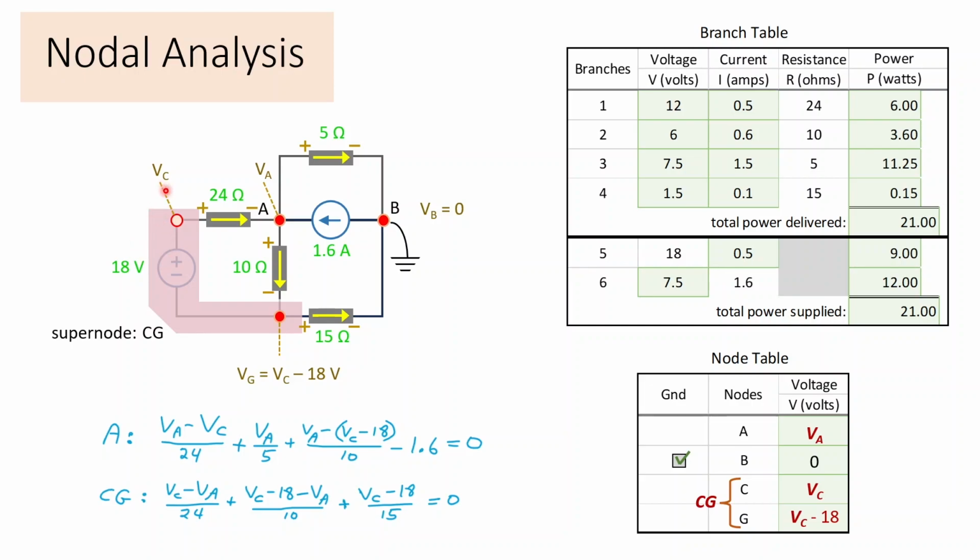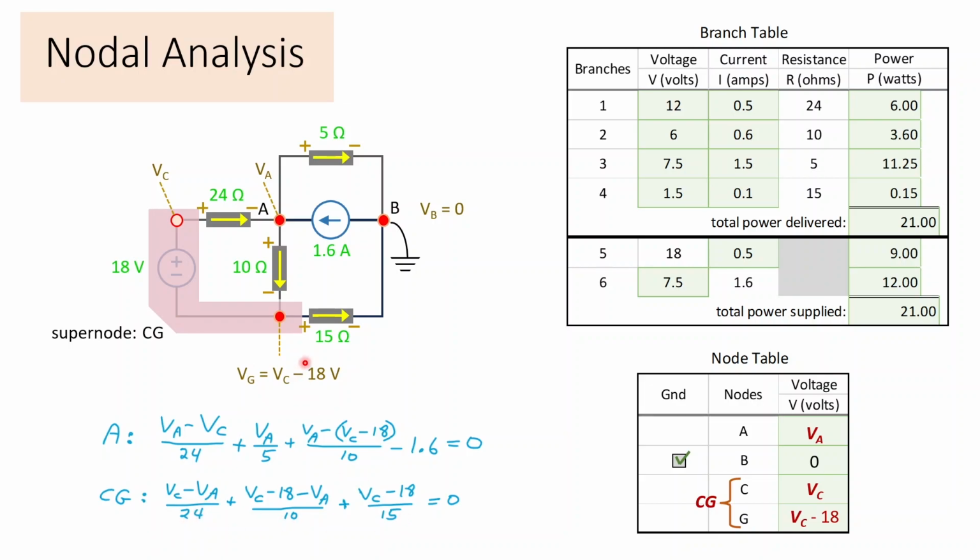I could say VC is my second unknown, and that would make VC minus 18 the volts at G. Or I could have said VG and then VG plus 18 at C. So a supernode is the union of the known voltage source and its nodes, right? So this whole blob is a supernode CG.